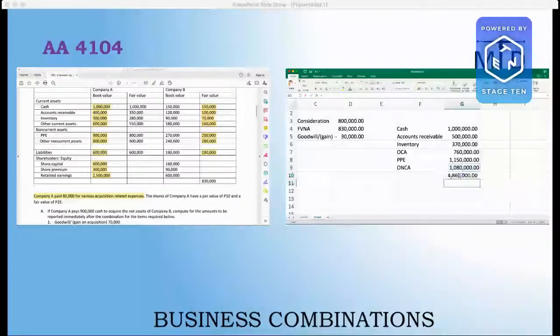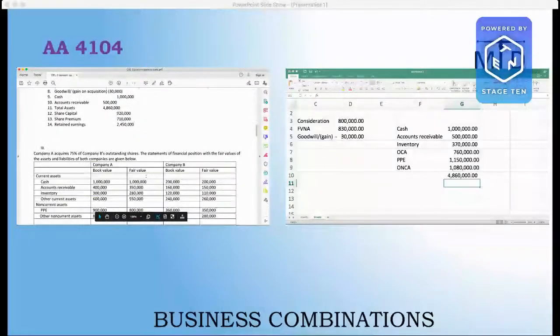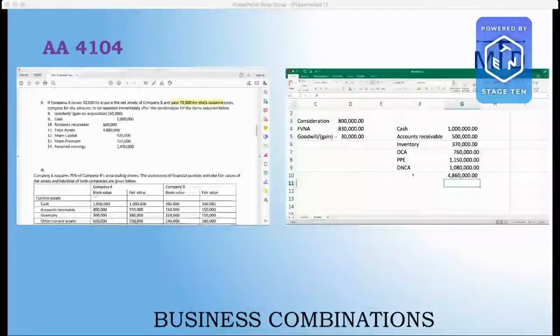Okay, and that would give you 4,860,000. But what was my reminder or warning to you before? Be careful in solving it this way, you should remember including your goodwill. Make sure to include your goodwill. But why is our answer correct, even though we just added the individual assets and forgot to include goodwill? Because in scenario B, there was no resulting goodwill. The transaction did not result in goodwill.